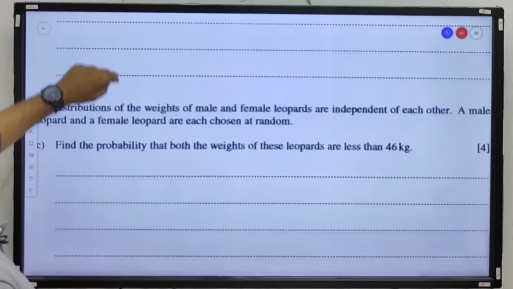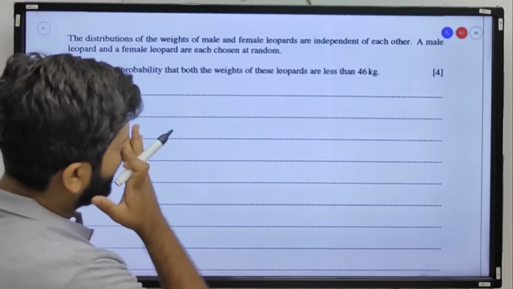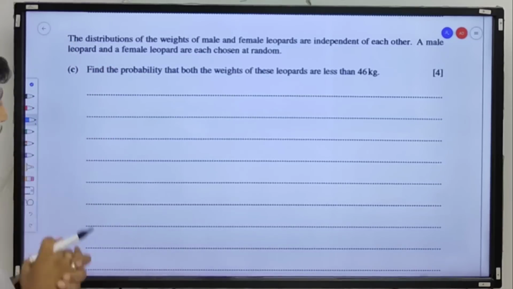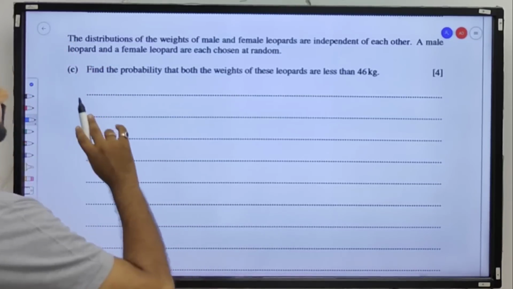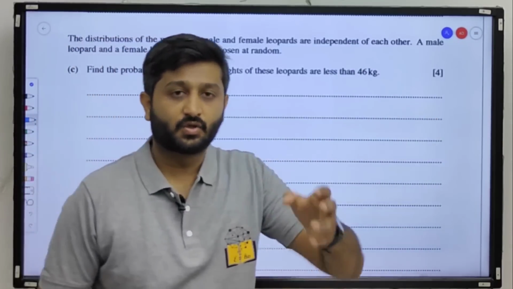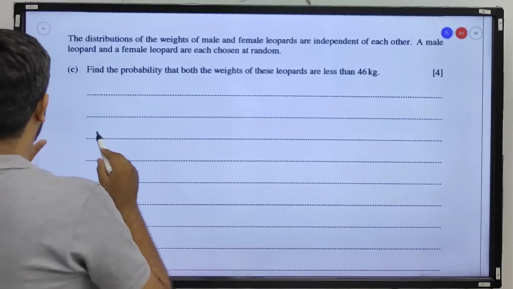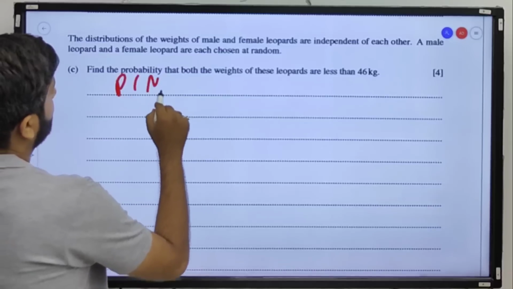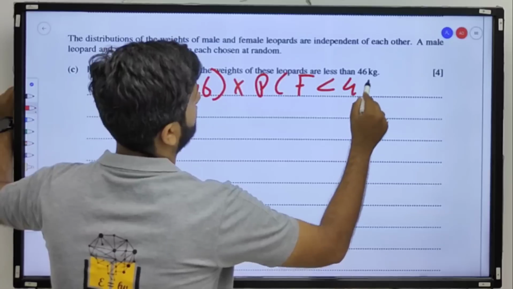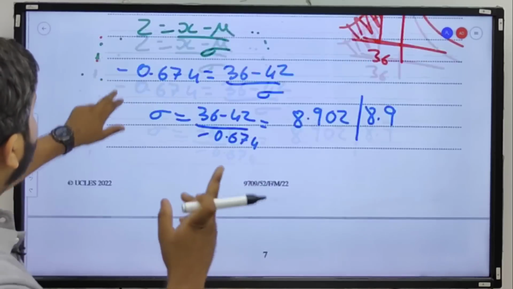Next question states, the distribution of the weights of male and female leopards are independent of each other. A male and female leopard are chosen at random. Find the probability that both the weights of these leopards are less than 46 kg. So basically, probability of male less than 46 times probability of female weighing less than 46. First let us find out probability of male less than 46. I think I have already found that.